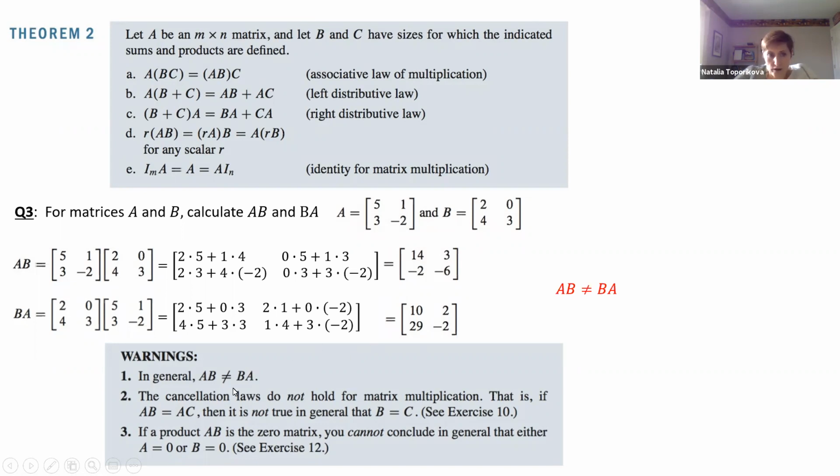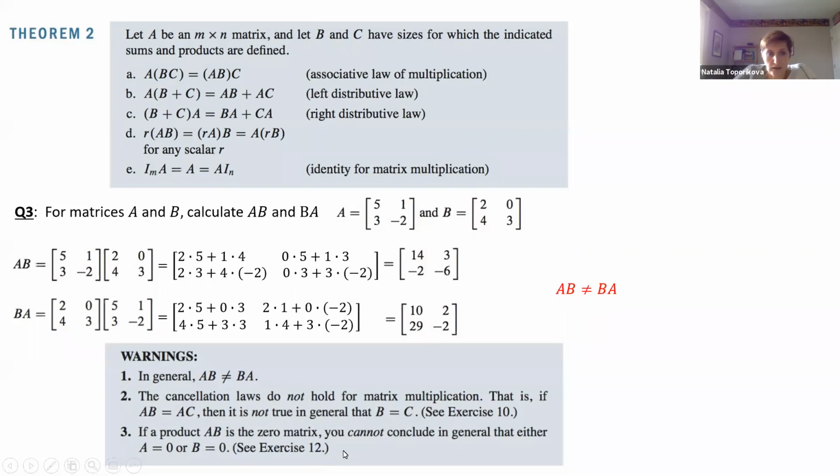The second warning is that we cannot cancel matrices in the matrix laws. For example, when multiplying matrix A by B gives the same matrix as multiplying A by C, we cannot conclude that matrices B and C are equal. For numbers, that works. For matrices, it doesn't work. You can see exercise 10 to run through the derivation of this property.